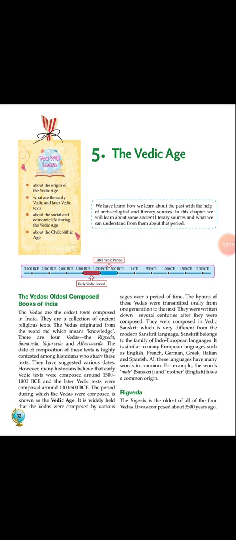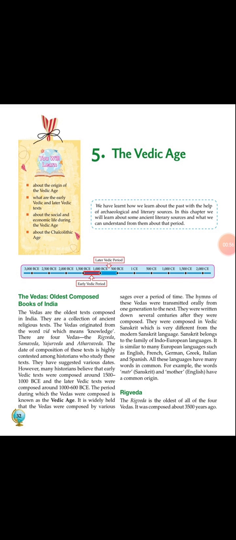Today we will discuss chapter number 5 of history, that is the Vedic Age. In the previous video we discussed that the Vedas are the oldest compositions in India, and there are four Vedas: Rig Veda, Samveda, Yajurveda, and Atharvaveda. The word Veda originates from Vid, which means knowledge, and the Vedic period is divided into two categories: the early Vedic period and the later Vedic period.